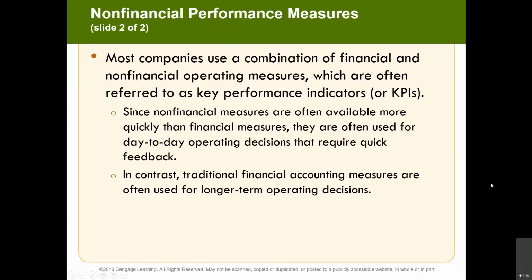Most companies use a combination of financial and non-financial information, which are often referred to as KPIs, or key performance indicators. This is a very common term that you'll see in business. You probably learned about this in your intro to business course: KPIs, key performance indicators. Since non-financial measures are often available more quickly than financial measures, they are often used for day-to-day operating decisions that require quick feedback. In contrast, the traditional financial accounting measures are often used for long-term operating decisions.